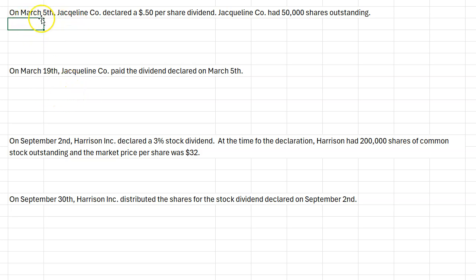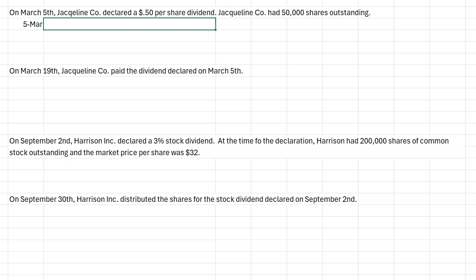So our first date here, the date of declaration, we have on March 5th, Jacqueline Company declaring a 50-cent per share dividend. And at the time, Jacqueline Company has 50,000 shares outstanding. On this date, the company is officially saying that they are going to be giving out a dividend, right? They're not yet paying it. They're just putting it out there.